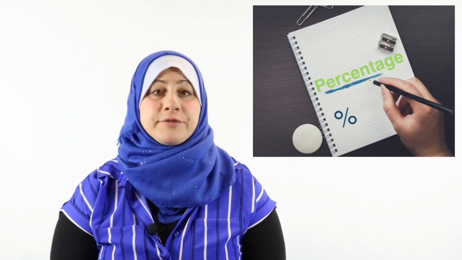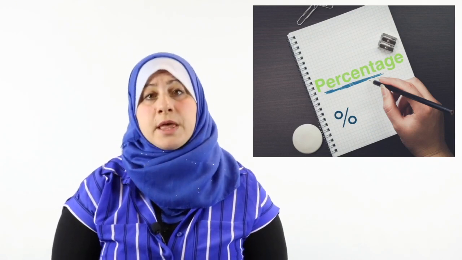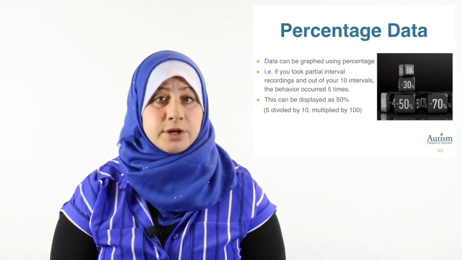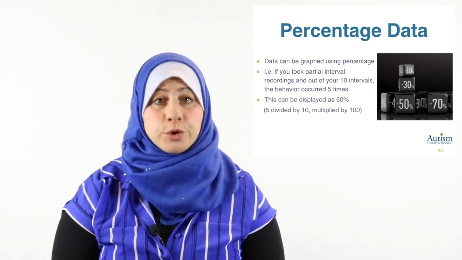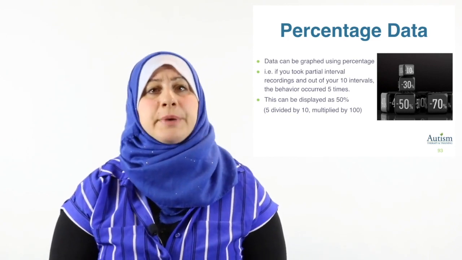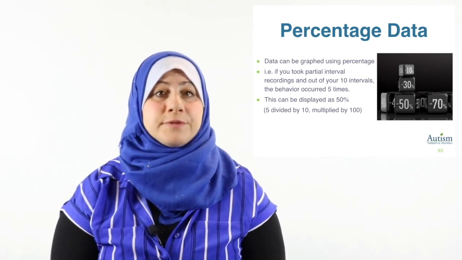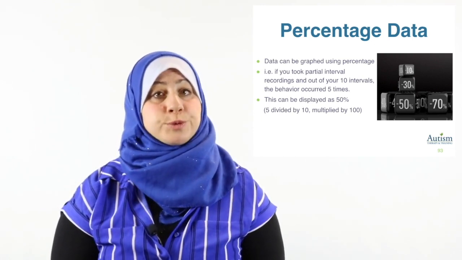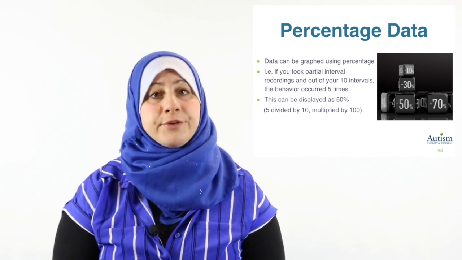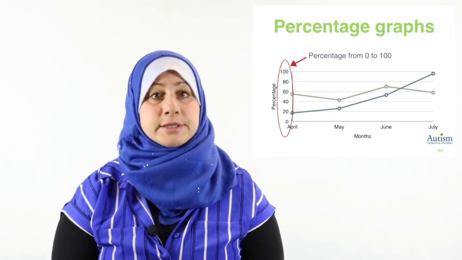Here's the graph and the data. Your graph should look like this. Data can be graphed using percentage as well. The number of occurrences or trials are divided by the number of total trials. For example, a behavior occurred 5 times out of 10 trials. You would then divide 5 by 10, which equals 0.5, and multiply it by 100, which equals 50%.